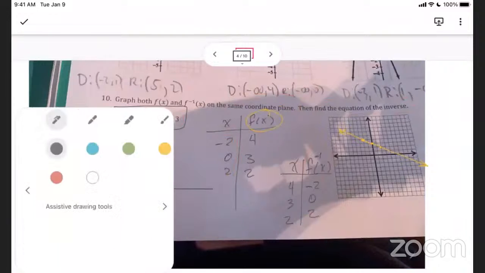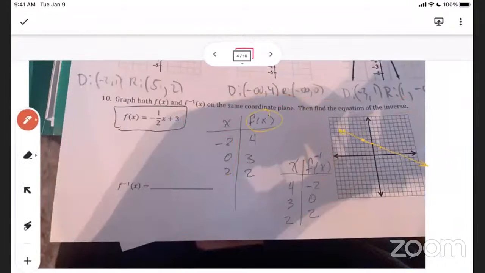So now I'm going to take those points and I'm going to use red, and I'm going to plot those points. 4, -2. 1, 2, 3, 4, -2. 4, -2 is right there. 3, 0 is right there. And 2, 2 is right there. Hey, look at that. Those points line up.